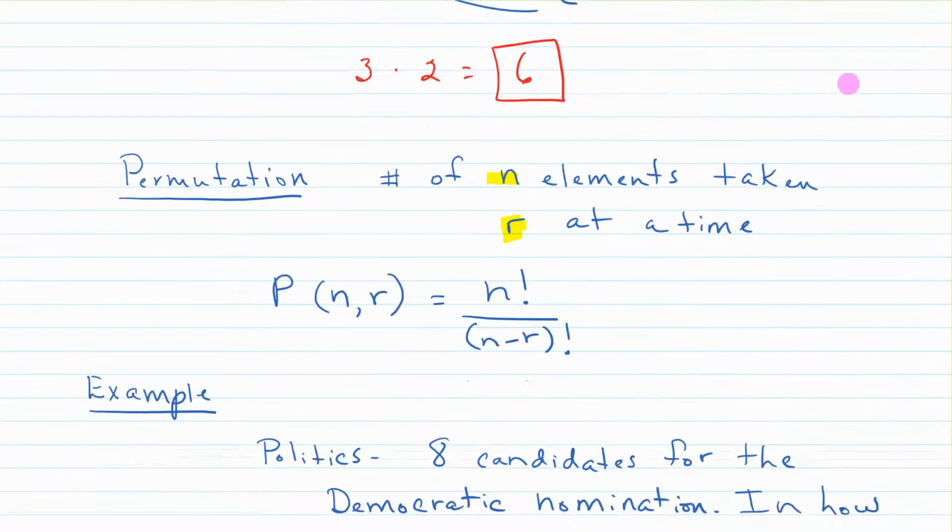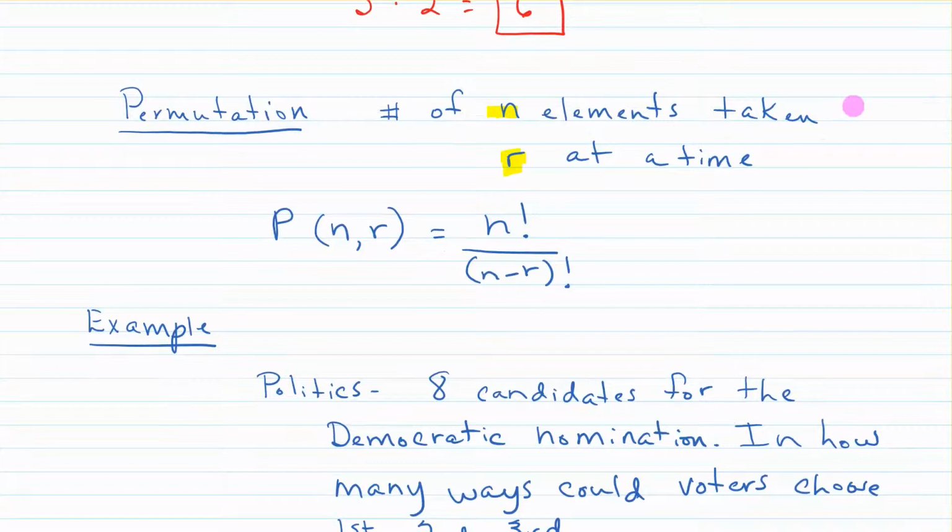Now, a permutation is a number of n elements taken r at a time, and it has to do with factorials, so it is n factorial over n minus r factorial. We're probably not going to be doing these by hand. We'll be using our calculator.